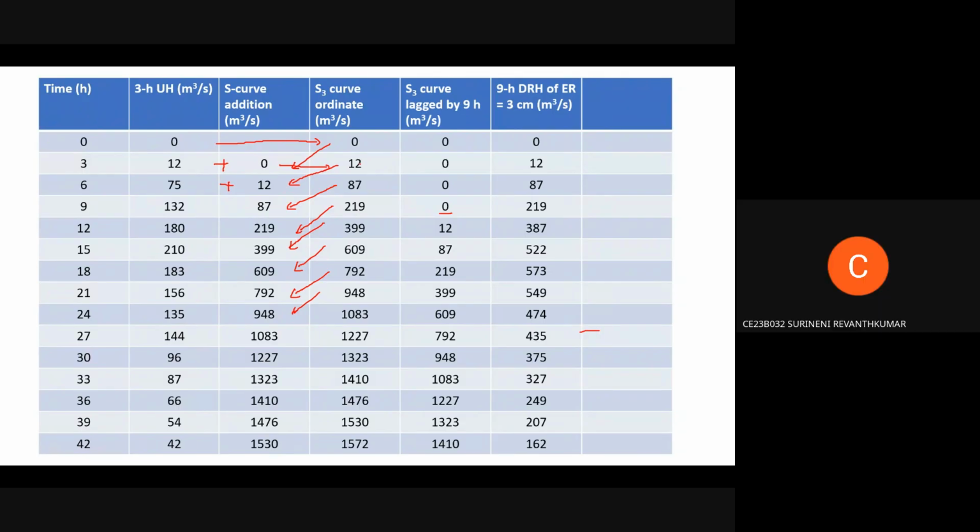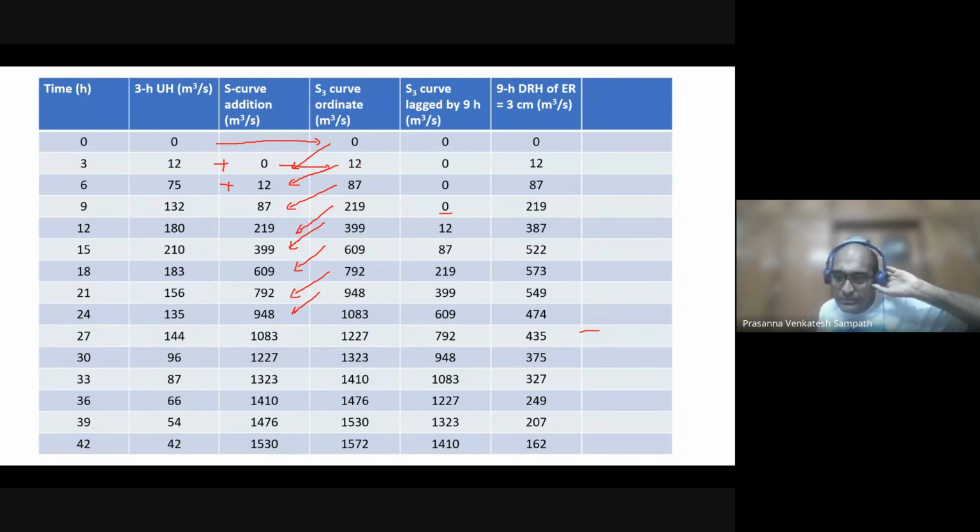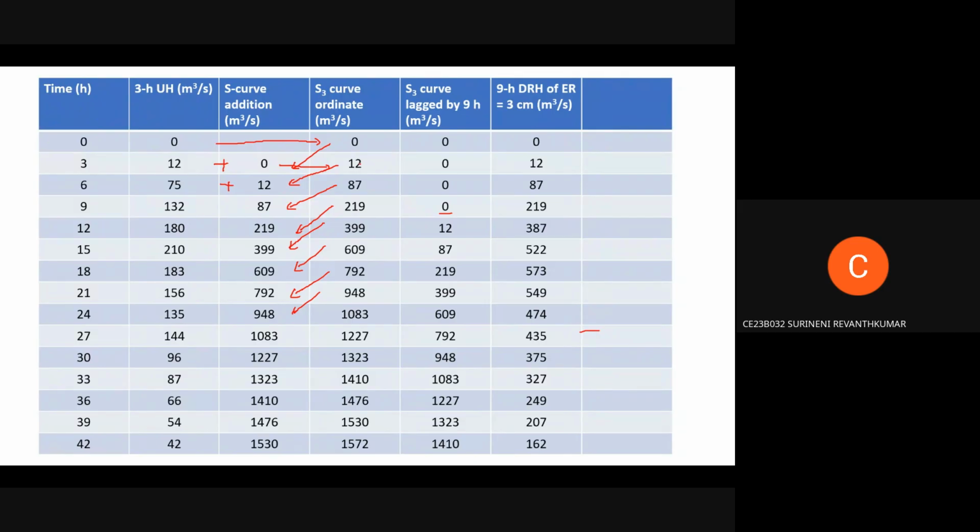What do we want? Add them. Say that again. Add them. Add what? 9 hour unit. No, add what to it?